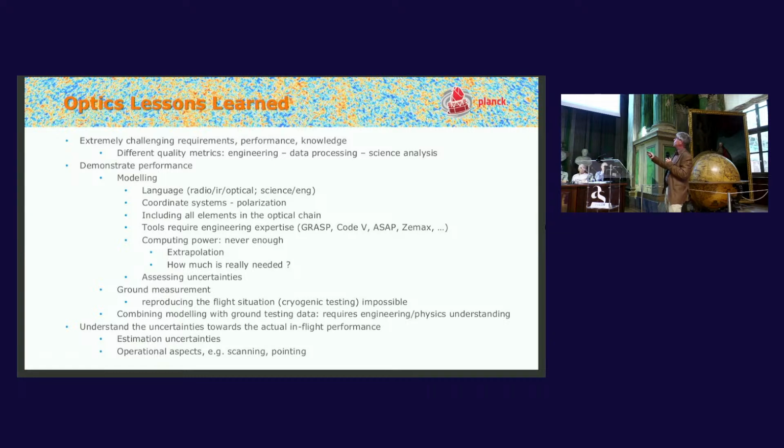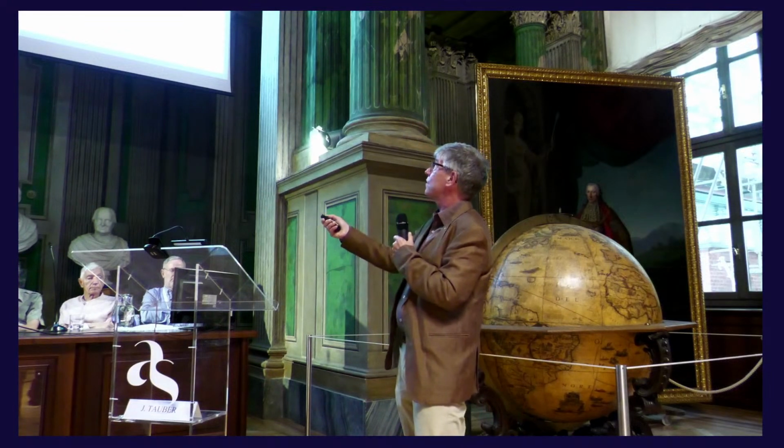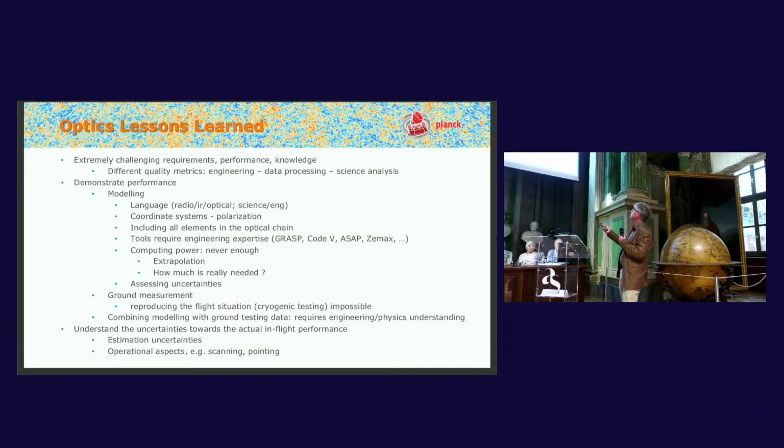Okay, you have to demonstrate performance, and for that you have to do modeling, first of all. And there again, we have a language problem, because this payload was a kind of a mix between a radio antenna and a far infrared instrument, and everything in between. So you have different languages, and engineers that are used to different languages, radio, infrared, optical, you have to cope with that ability to translate from one language to another. Also between science and engineering, which is this problem here.